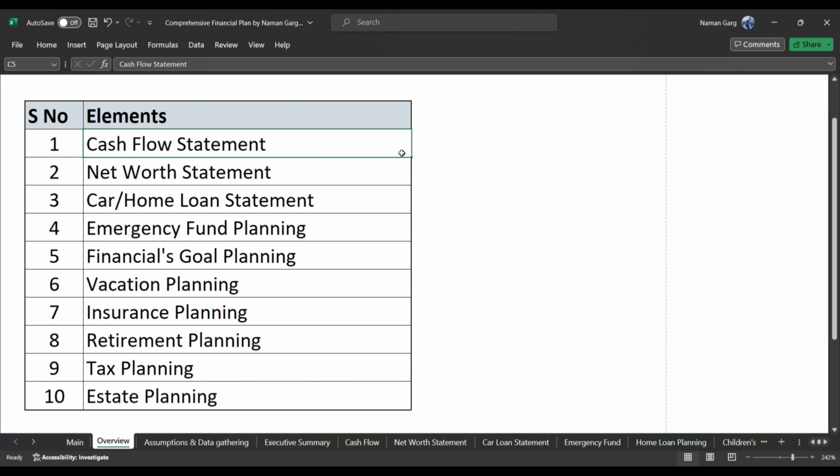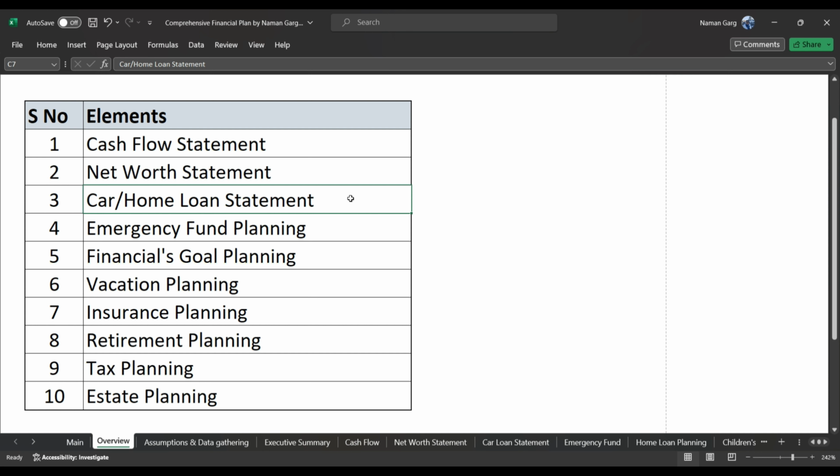First, cash flow statement. Think of this as your financial snapshot. It shows where your money comes in, like salary and freelancing income, and where it goes out, like rent, groceries, and other regular expenses. Second, net worth statement. This is your financial report card. It's basically all your assets and savings, minus your liabilities like loans, credit card debt, etc.